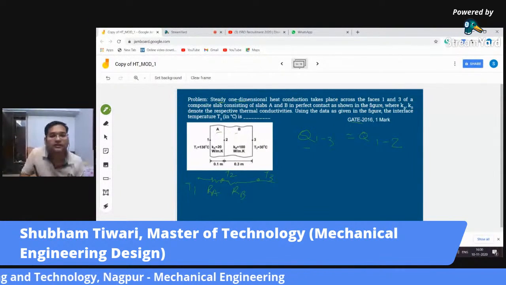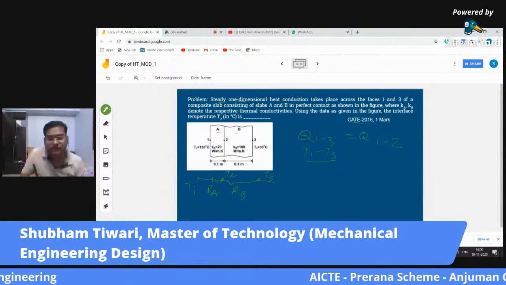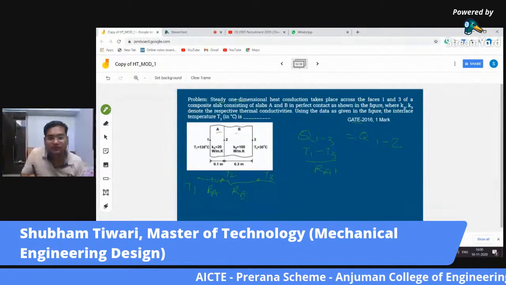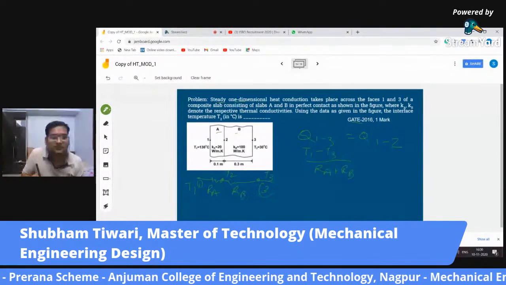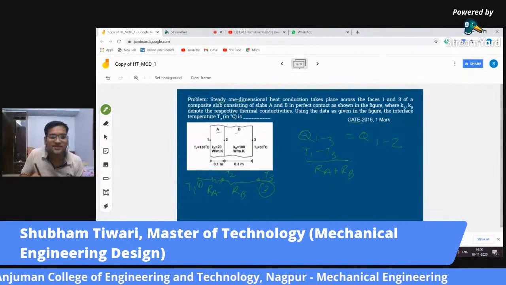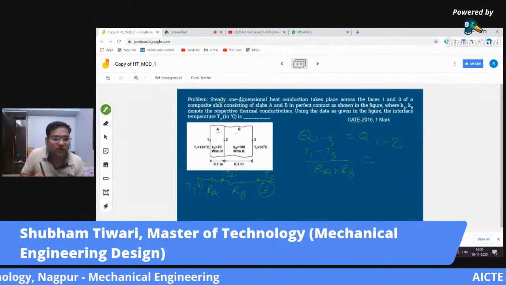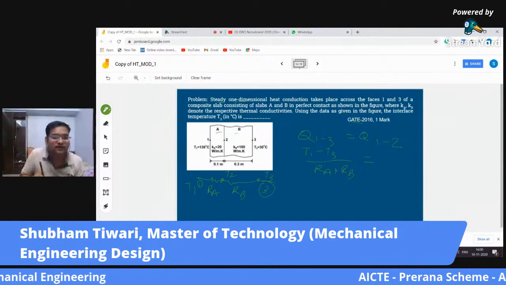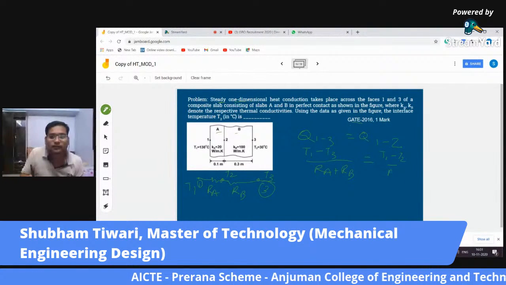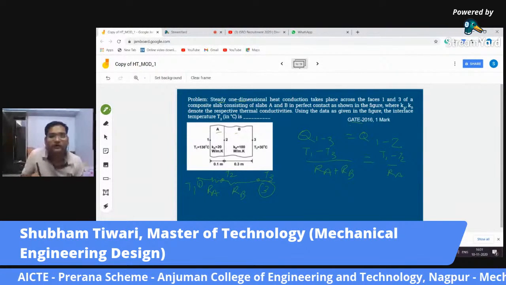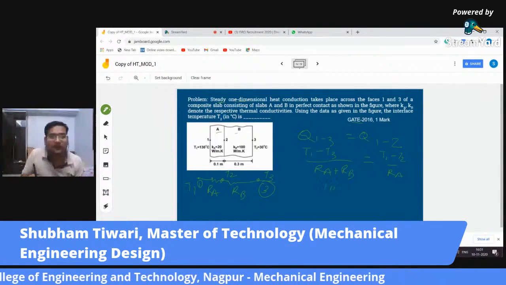What can we write then? T1 minus T3 divided by RA plus RB, because we are going from point 1 to point 3. So there are two resistances in series, so we are just going to add them. And then 1 to 2, what is in between 1 to 2? There is just one resistance, that is RA. So T1 minus T2 divided by RA. Now we will put these values, 130 minus 30, it will come out to be 100.